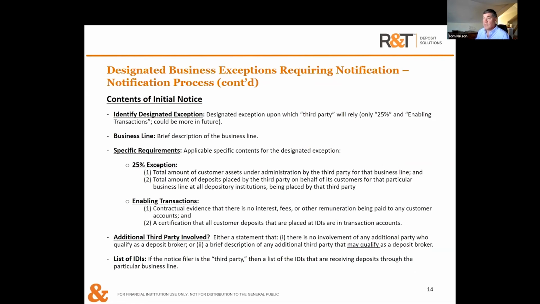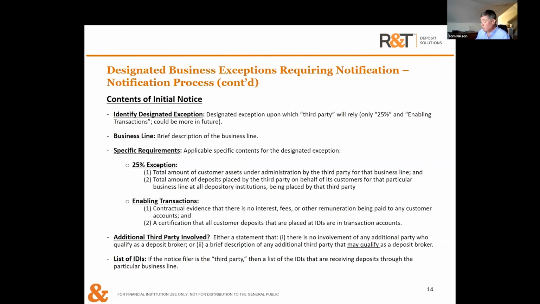For the 25% exemption, which is where we expect the vast majority of the impact to be, they're going to have to tell the FDIC what their total customer assets under administration are, what the total placed in third-party banks is, to come up with the backup data to show why they have less than 25%.